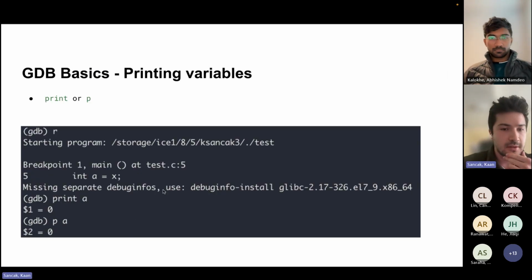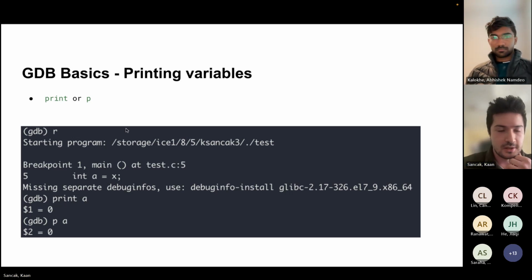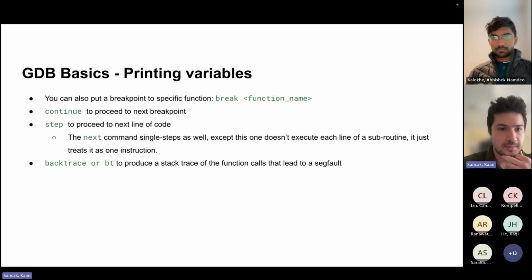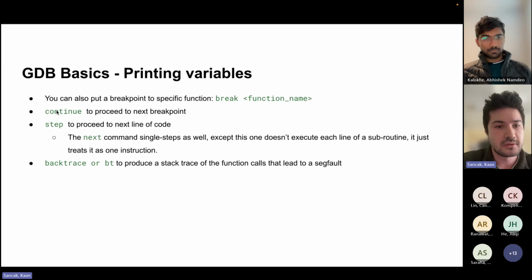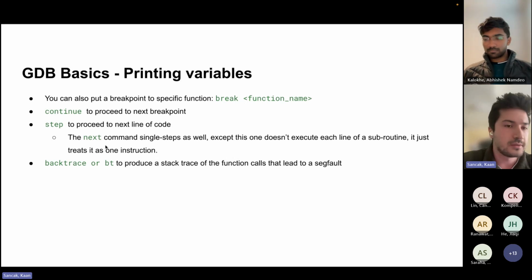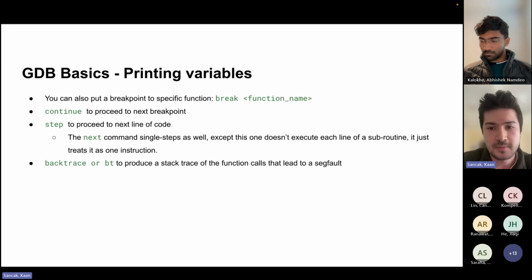So we already went over the print command. There are also other useful commands. Instead of breaking at a specific line, we can put the break on function names as well. In this way, every time we hit a specific function, our program will break. And the continue command allows us to go to the next breakpoint. And the step or the next command will allow you to go to the next line or the next subroutine in the execution.